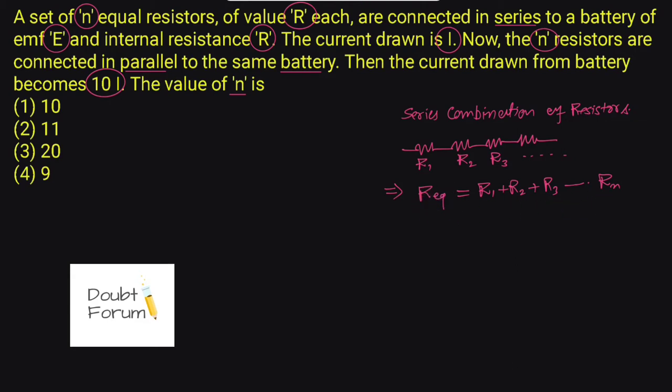Now in a special case of this, suppose R1, R2 and R3 are of the same magnitude, or R1 is equal to R2 is equal to R3. In that case, R equivalent would become n times R. If R is the value of each resistor, and n number of resistors are connected in series, the equivalent would be given by n times R.